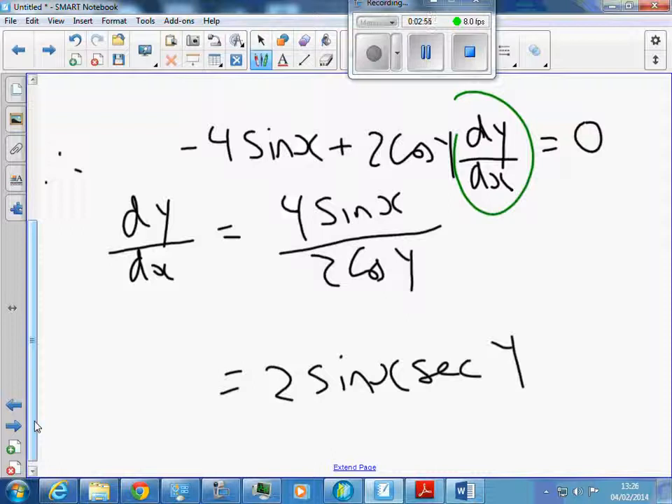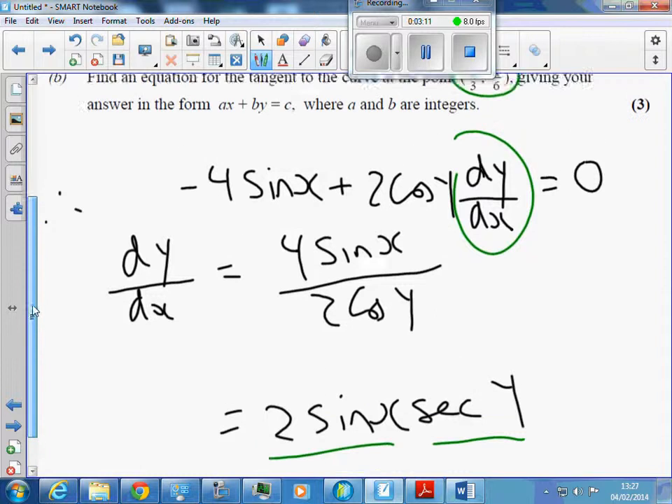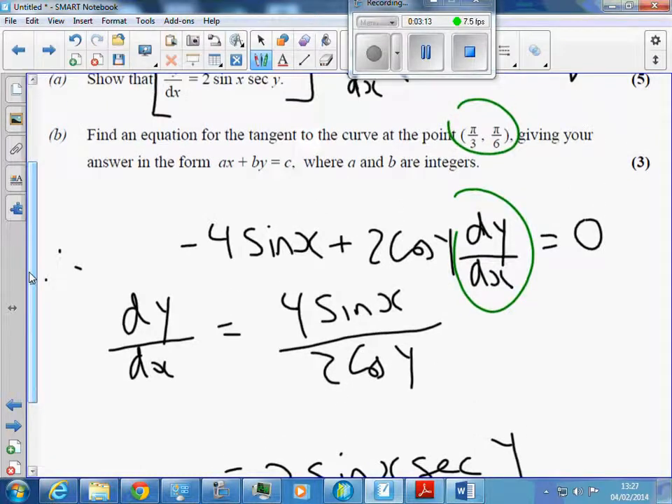But now, dy by dx is a function of x and y. So we actually have to plug in both the x coordinate and the y coordinate. That's a distinction that we have to understand. Okay, so we have to plug in the x and y coordinates, which are actually given.